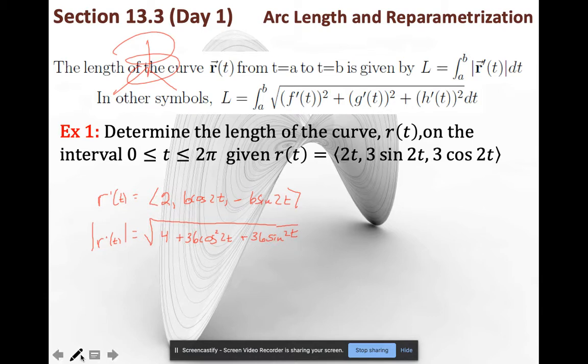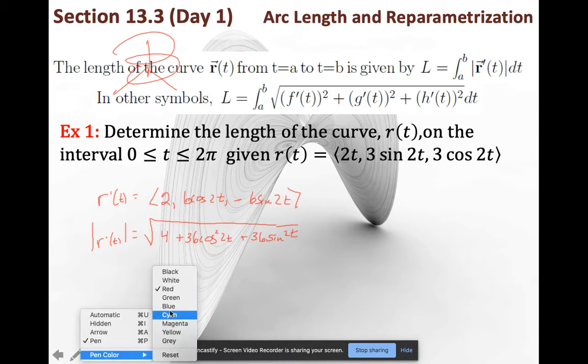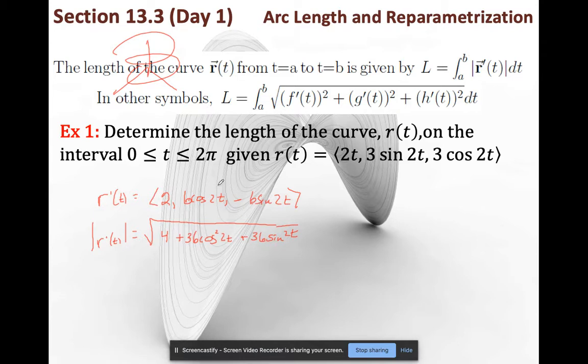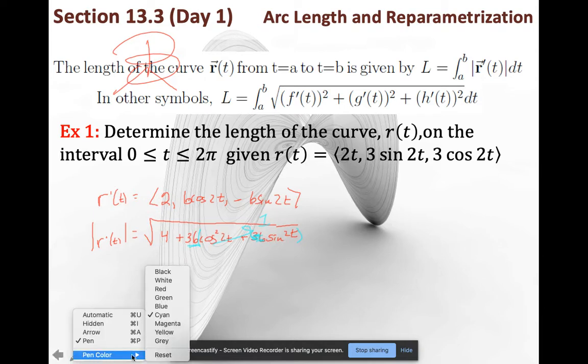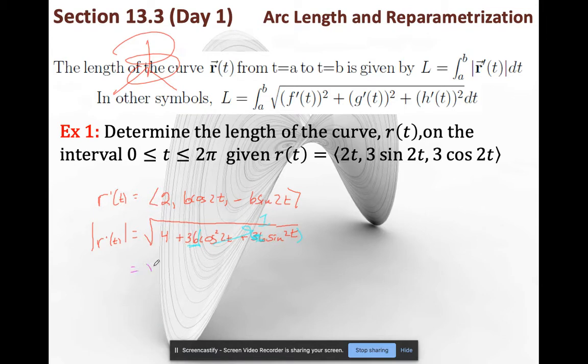Now, I want you to look at what happens here. Thank you very much, trig identity, right? I'm going to factor the 36 out of there. And what do you have right here? Cosine squared of anything plus sine squared of anything is what? That's all just 1. So I have 36 times 1. That's sweet. Look for that.